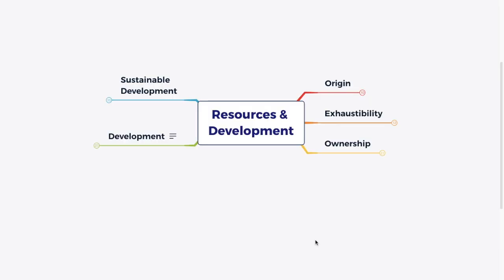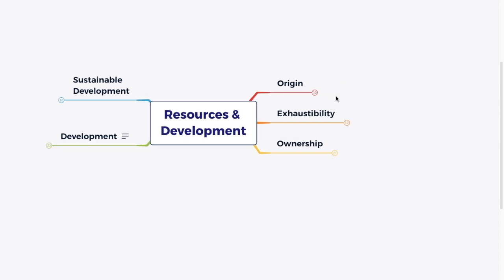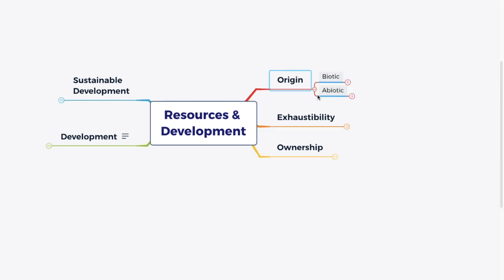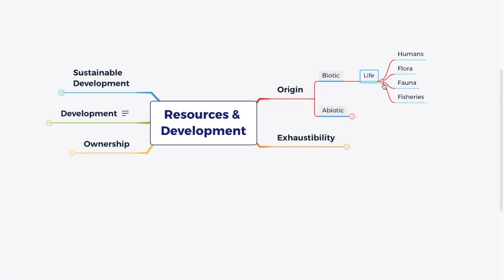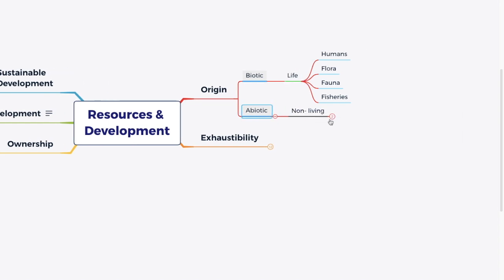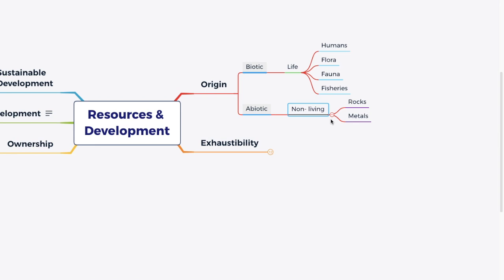There are different types of resources, and they are categorized on the basis of origin, exhaustibility, ownership, and development. So let's take the first part, that is origin. What do we have under origin? Biotic and abiotic. So what is biotic? Something that has life. Example, humans, flora, fauna, fisheries. Abiotic, I'm sure you may have guessed it. Yes, non-living things. You have rocks and metals.